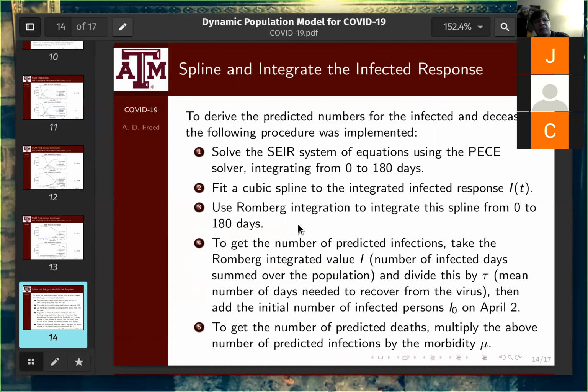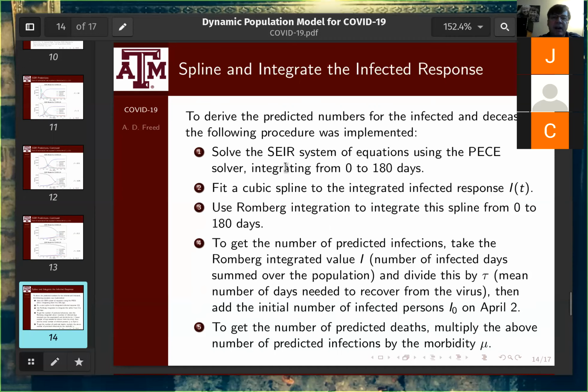So from those curves, now the question is, how many people are actually infected and what would be the morbidity that you would predict from that? Well, how do you get that? So now what we're going to do is tell you, we solved the differential equations, but we have to process the data some more. We actually have to integrate the curve of the infected. So that's kind of what we're going to explain here, how I did that.